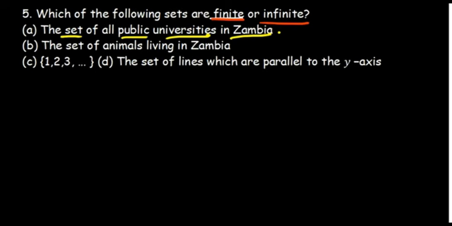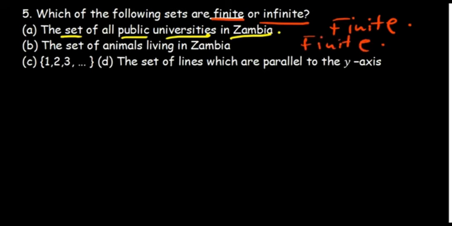So the set of universities in Zambia, they are known. A university is in a country or a nation, and it's a number that is determinable. So it's a finite set. We're able to count. Then the set of animals living in Zambia. Is it determinable or indeterminable? It's basically determinable. We're able to count. Okay.